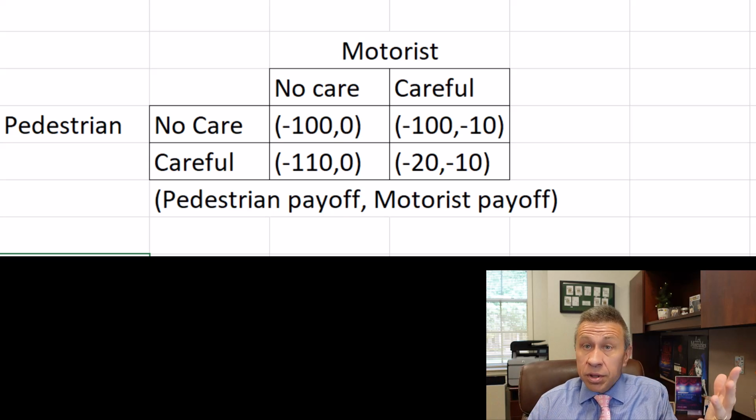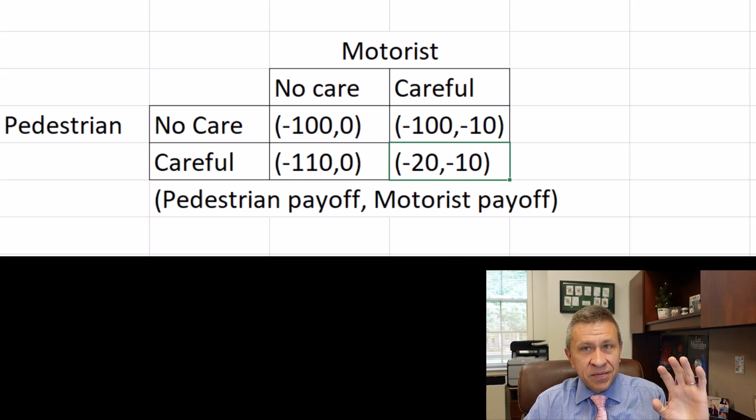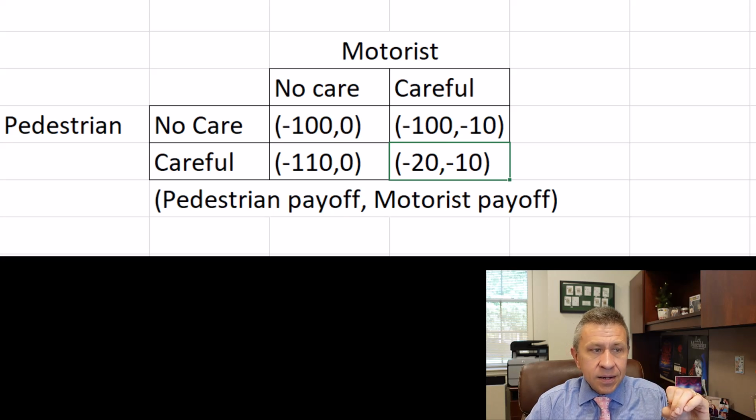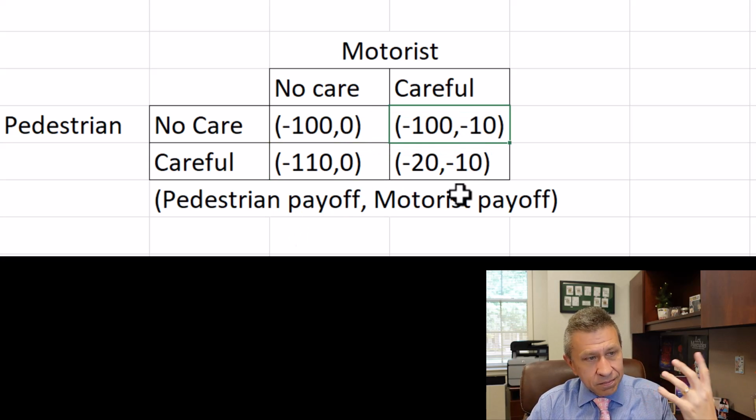If neither are careful, we know the pedestrian gets hit, but neither pays the penalty of 10 for being careful, so the payoff is minus 100 to the pedestrian. If both are careful, well, they both get the minus 10 penalty from being careful, but there's still a 10% chance of an accident. So taking an expected value, 10% of negative 100 is negative 10. So here, I give the pedestrian a payoff of negative 20, the motorist a payoff of negative 10. And if one of them is careful, but the other isn't, the one who's careful pays a penalty of 10. The pedestrian gets hit either way, so the pedestrian gets negative 110 if careful and still gets hit, or negative 100 if not careful.